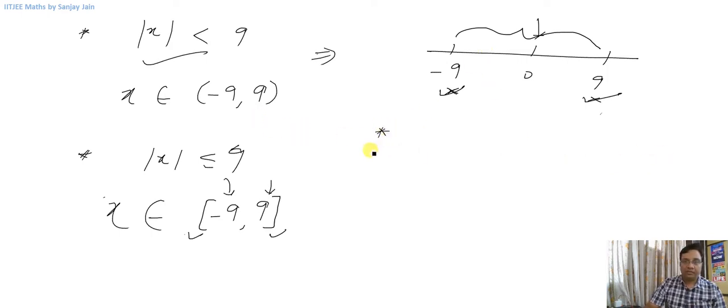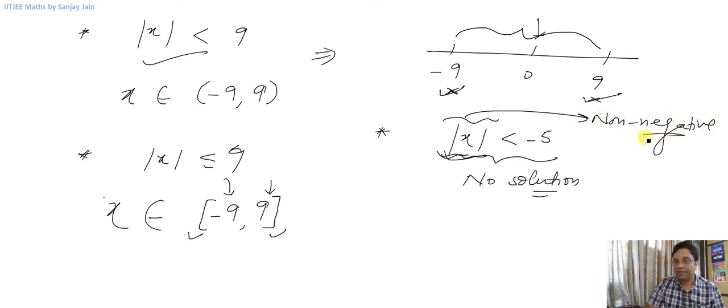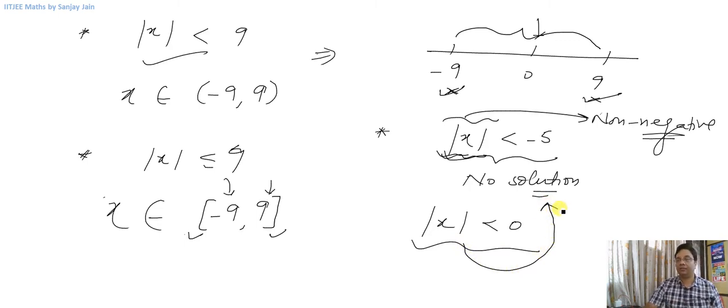Now let me take another thing here. If I write mod x is less than -5, what will be the solution? Now just by looking at this, you can say then there is no solution. Why? Because mod of x is a non-negative number. This is a non-negative number, right? It can never be negative, and there is no question of it being lesser than -5. In fact, if I just write mod x is less than 0, this inequation also has no solution at all.